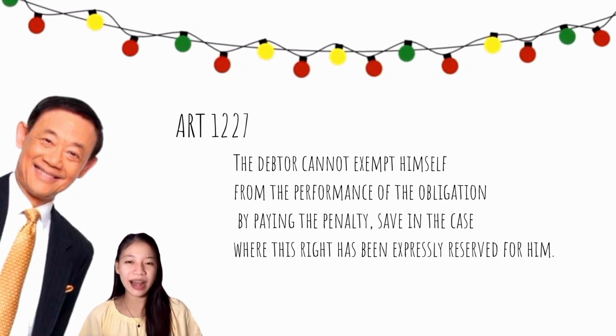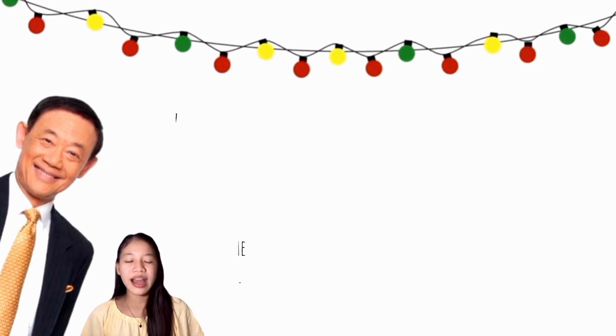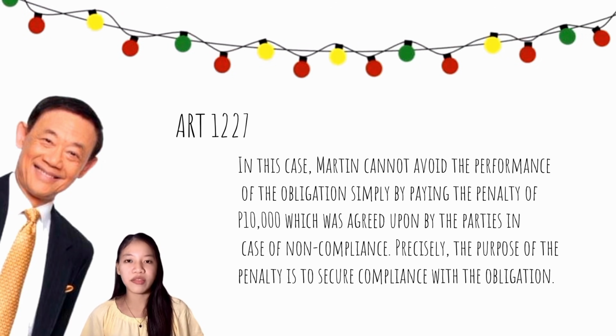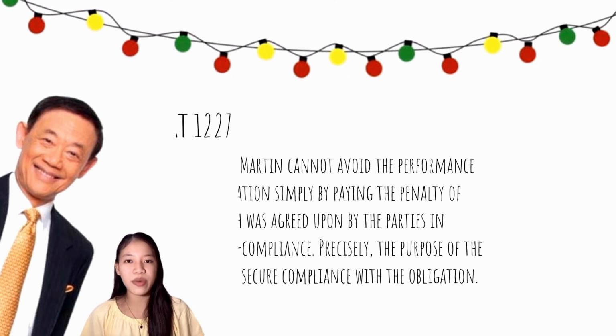What? You cannot do that? Article 1227 states that the debtor cannot exempt himself from the performance of the obligation by paying the penalty, save in the case where this right has been expressly reserved for him. In this case, Martin cannot avoid the performance of the obligation simply by paying the penalty of 10,000 pesos, which was agreed upon by the parties in case of non-compliance. Precisely, the purpose of the penalty is to secure compliance with the obligation.